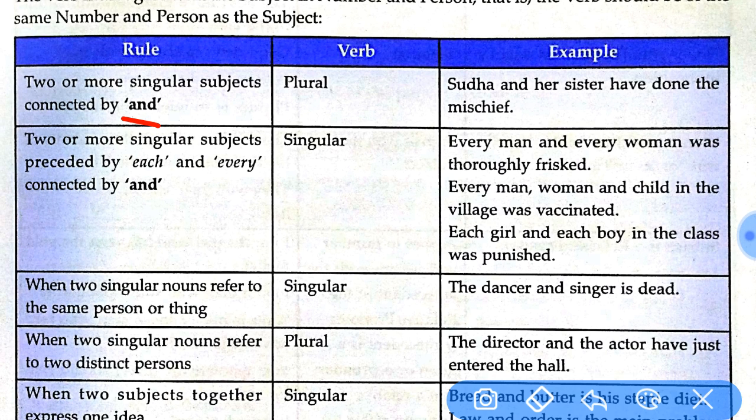So here, when and is used to connect singular subjects, then we take the verb in plural form. Look at Sudha and her sister. Sudha is a singular subject and her sister is a singular subject, and they are connected with and. Therefore we have a plural verb: have come, have done some mischief.